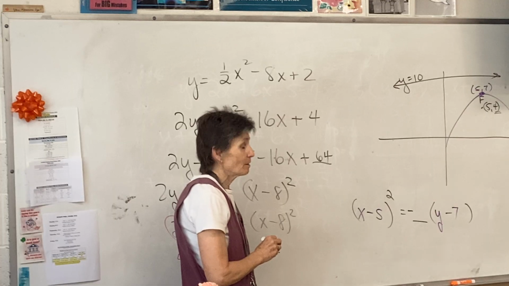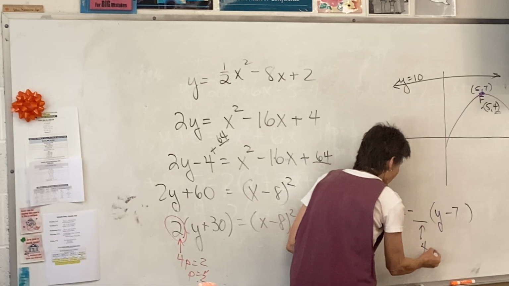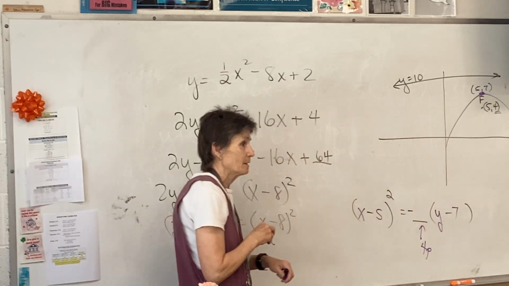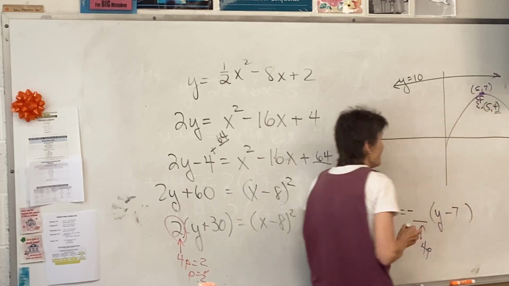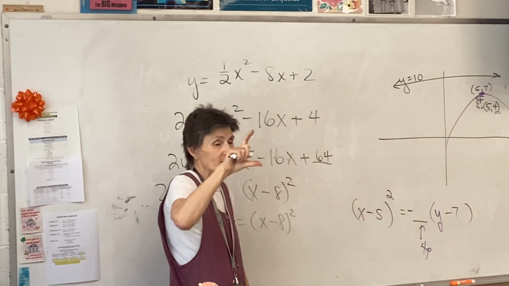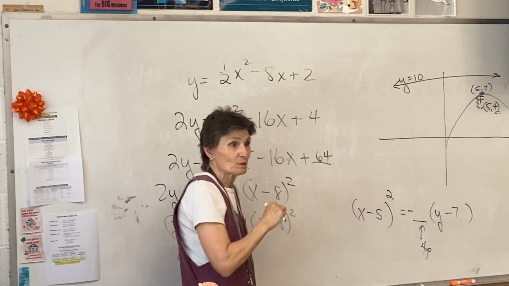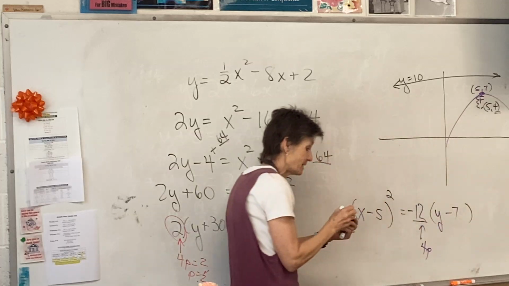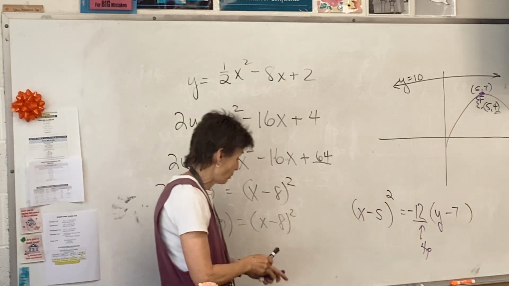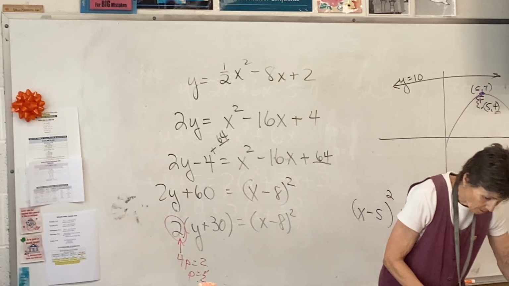And then the beauty of this form is, this number right here is 4p, every time. Well, what is p? P is how far from my vertex to my focus, so p is 3, which means 4p is 12, and I already made it negative because I am opening it down. Okay.